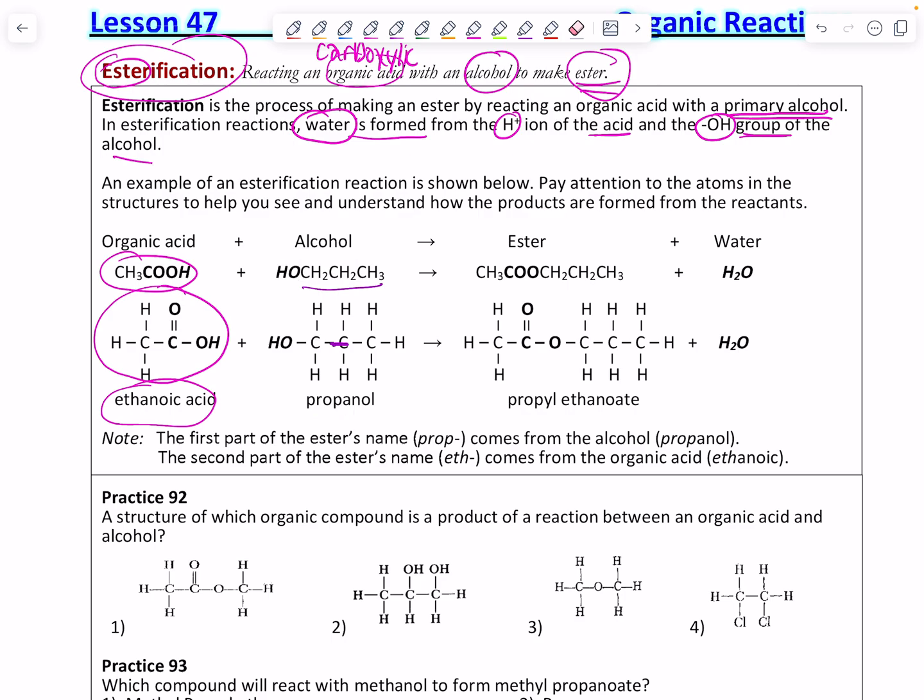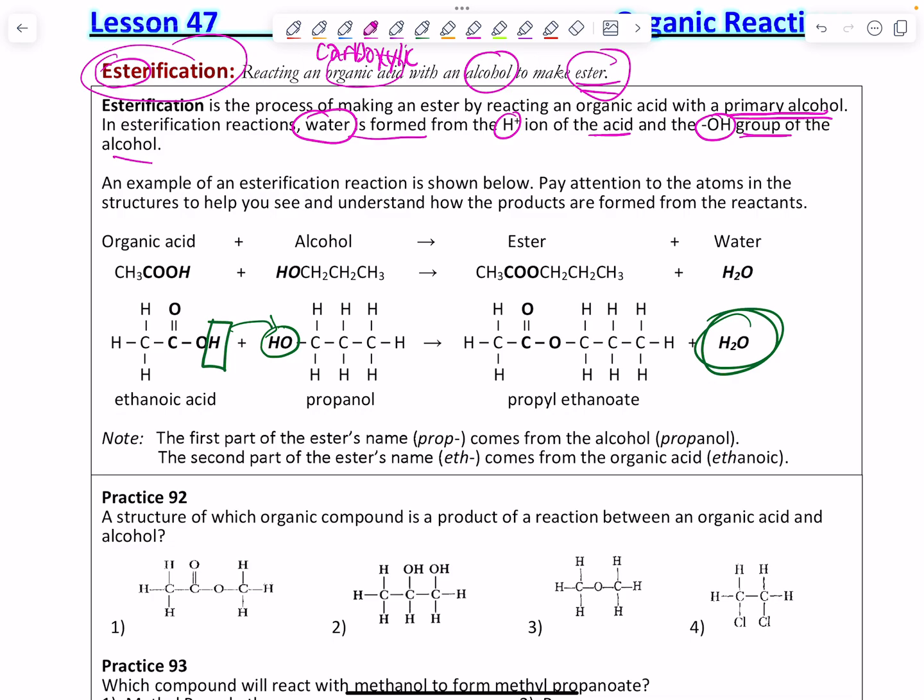So if I know that my reactants, one of them is an organic acid, one's an alcohol, then I know it's going to follow this pattern. And so what's going to happen is the hydrogen from the acid, this hydrogen ion, is going to end up breaking off, and it is going to bond with the hydroxyl group, and it's going to form water. HOH makes H2O.